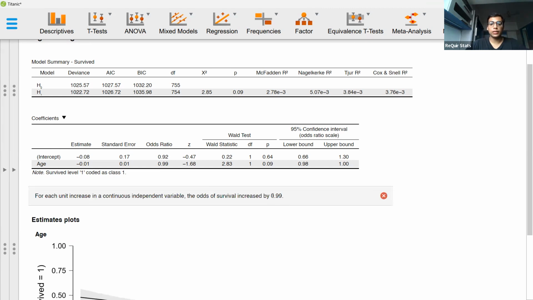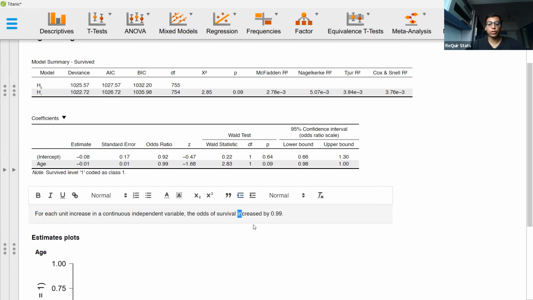So essentially, if the odds ratio is 0.99, that means it decreased, right? If you want to say they decreased, then you would say decreased, and you would divide 1 by 0.99. Whatever the value which comes, 1 divided by 0.99, you would write that, 1.0 something, whatever.